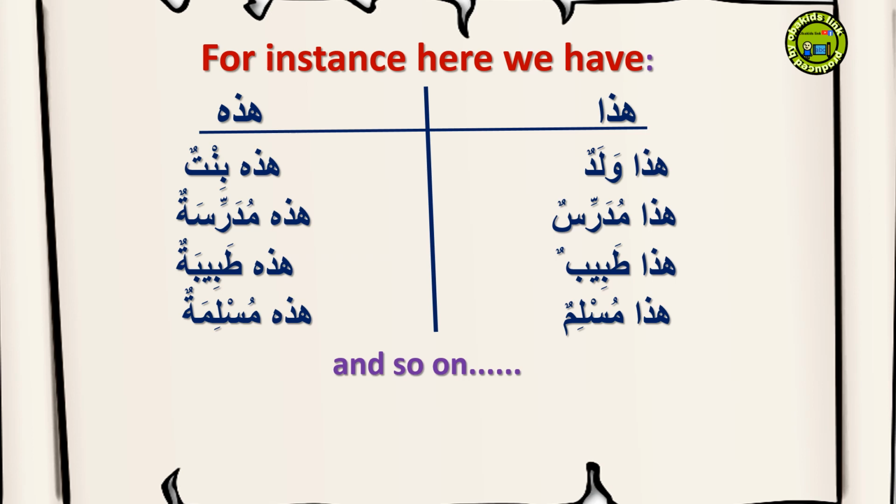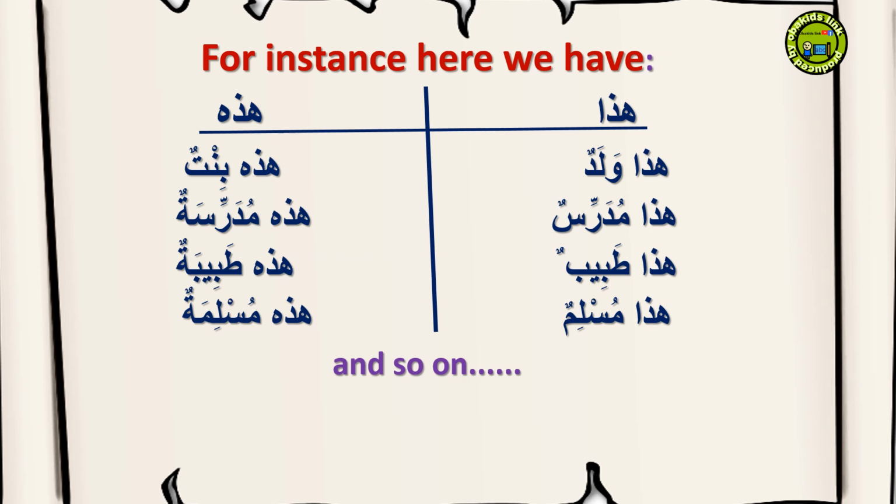Haza waladun. This is a boy. Hazihi bintun. This is a girl. Haza mudarrisun. This is a male teacher. Haza mudarrisatun. This is a female teacher. Haza tabibun. This is a doctor.